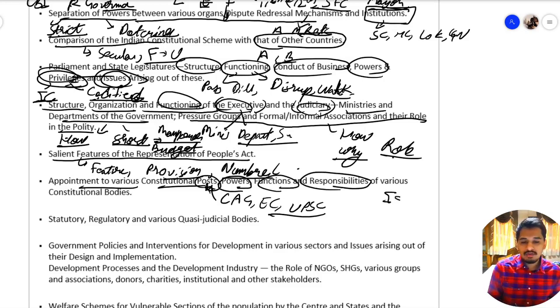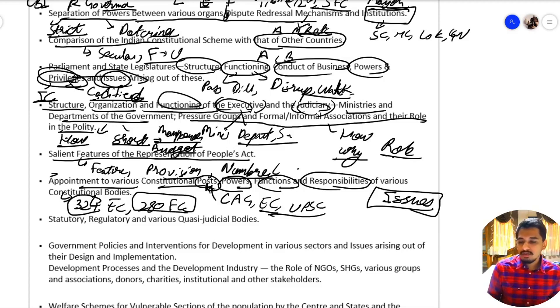Along with this, you should know what are the issues with them. See, one of the issue of Election Commission is that its funds are not charged on Consolidated Fund of India. Rather, it is dependent on the Law Ministry for its funding. So like this, and again, you should know the article number of these constitutional bodies. Like 324 is for Election Commission. Okay, 280 is for Finance Commission. So this you should know in this.